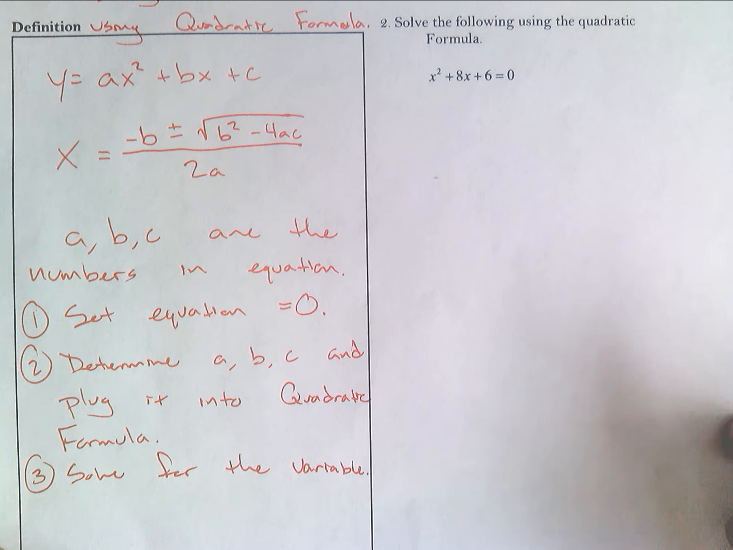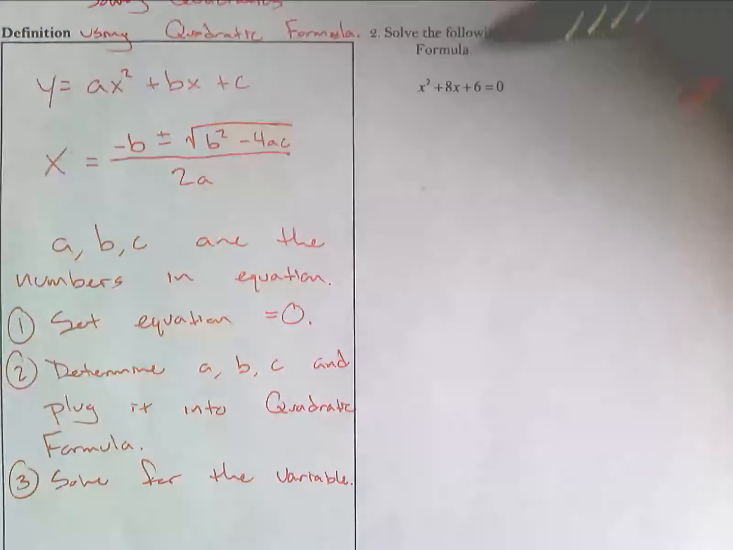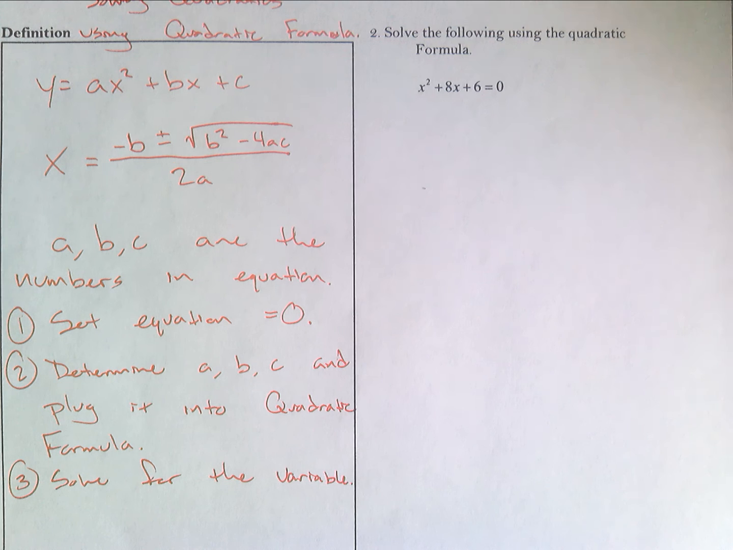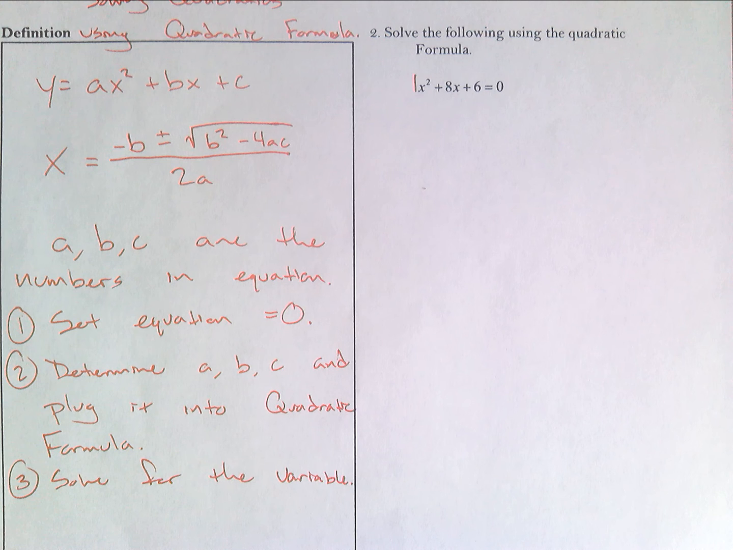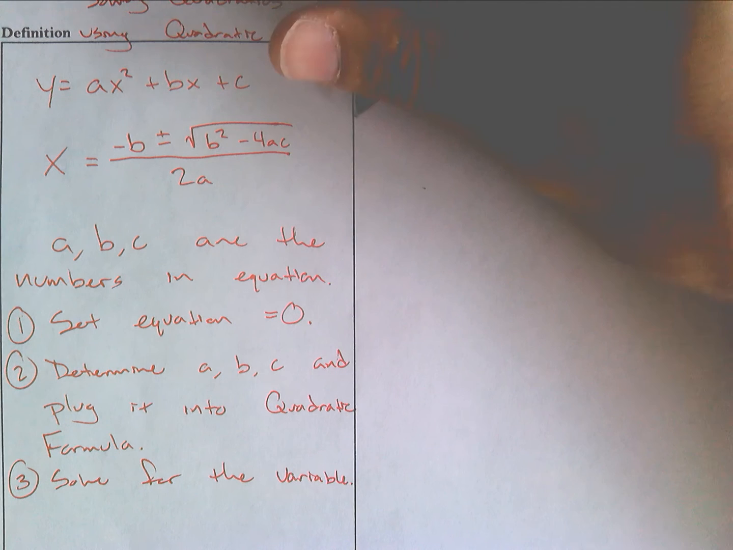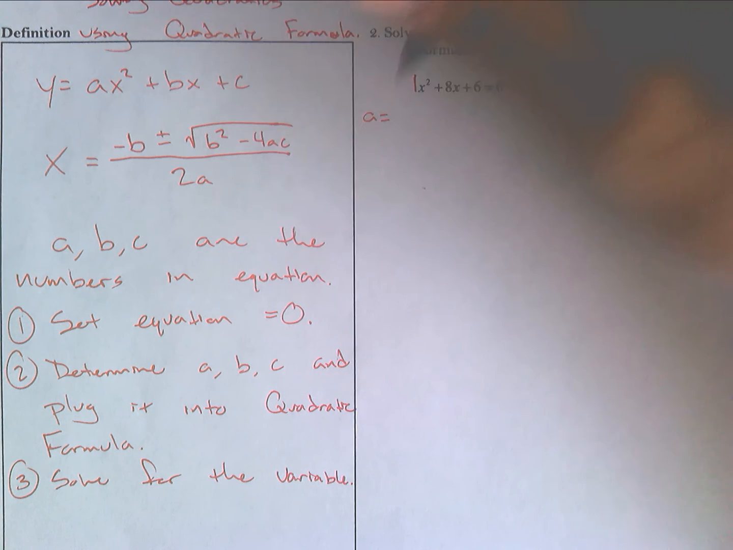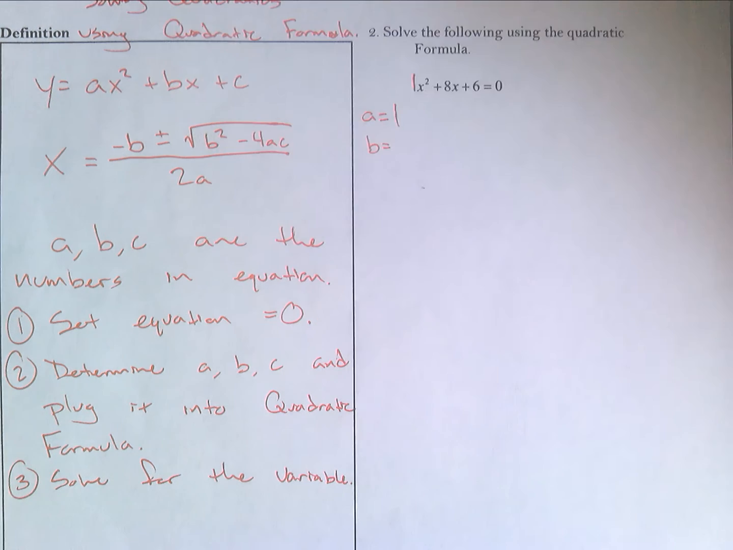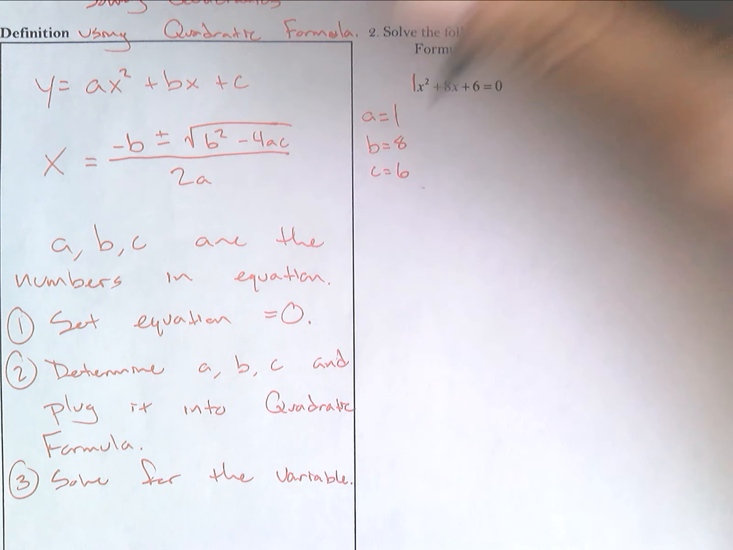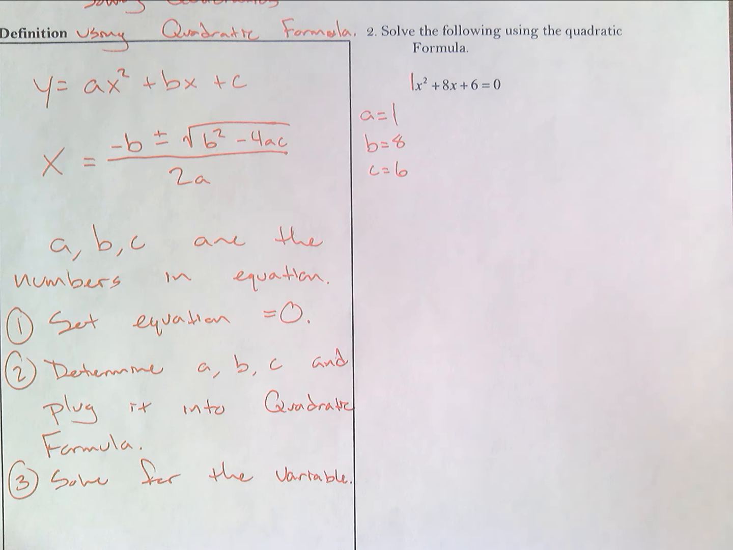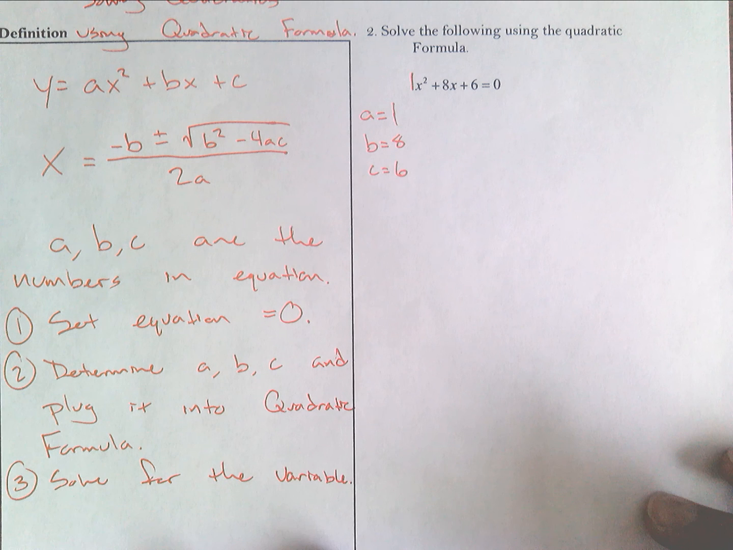So let's do that over here. We've got the number in front of the x squared term. Well, there's nothing written, so we can assume that the number in front is 1. The number in front of the x is 8, and the constant is 6. So some students like to write it out. I encourage that. A equals 1, B equals 8, and C equals 6. So remember, it's just the numbers out in front. It's not including x, just the numbers out in front.